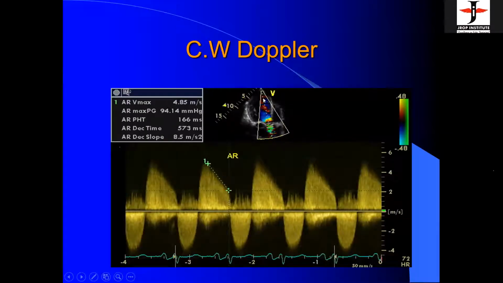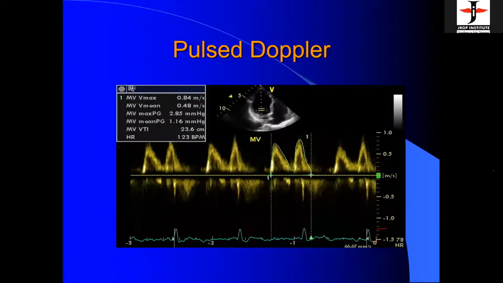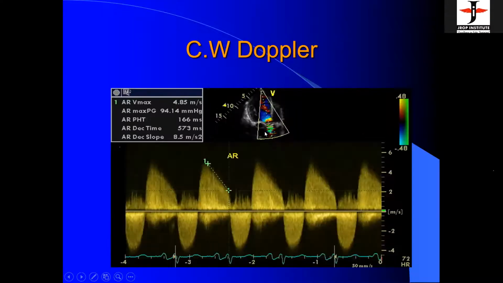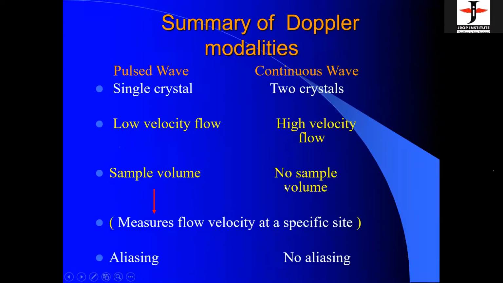And you see, here you don't have a sample volume. The same cut, you don't have it, so you can continuously record a high velocity flow. So again, this is a sample volume which you place at the tip of the leaflet and record the mitral velocity. And here you can see there is no sample volume on this side also. So again, the same thing: sample volume, no sample volume.